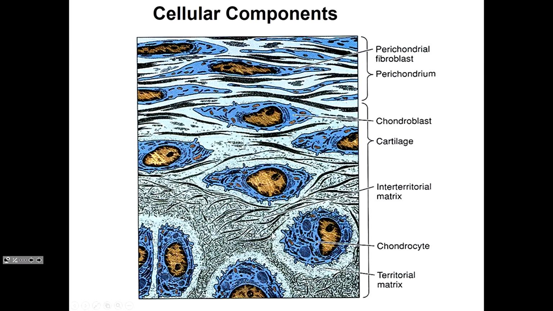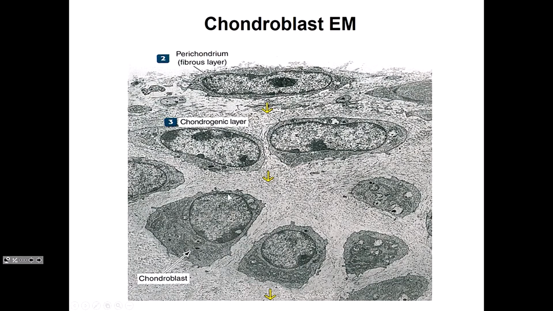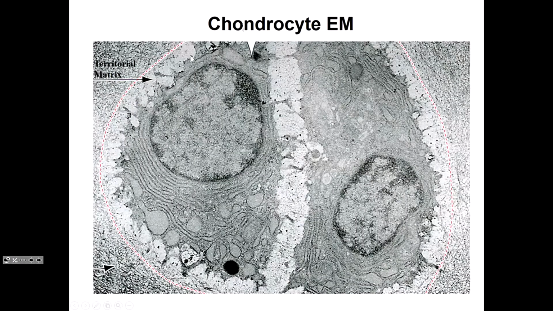So in mature cartilage we'll see chondrocytes with this territorial matrix, and then it distinguishes itself from the interterritorial matrix. So these have different compositions of connective tissue. The territorial matrix composition differs from the interterritorial matrix composition. So here's our chondroblast. You can see there's the interterritorial matrix. There's no territorial matrix that we would see of a chondrocyte. Whereas this chondrocyte, now you can make out this territorial matrix around the cell, distinguishing the territorial matrix from the interterritorial matrix.